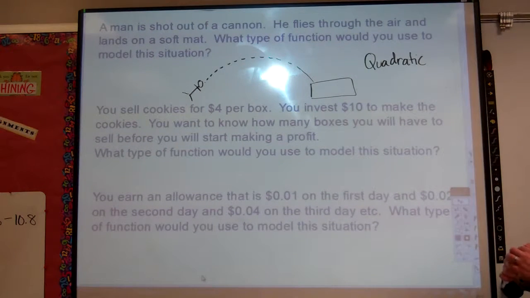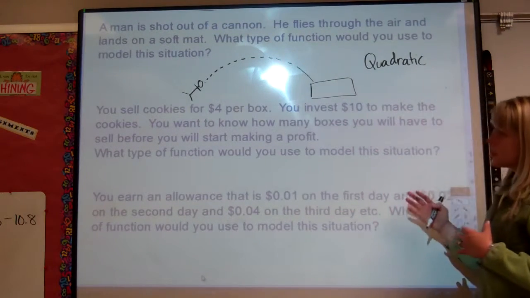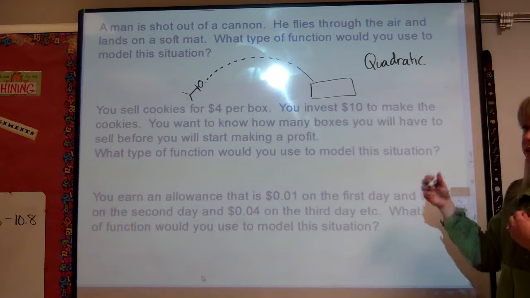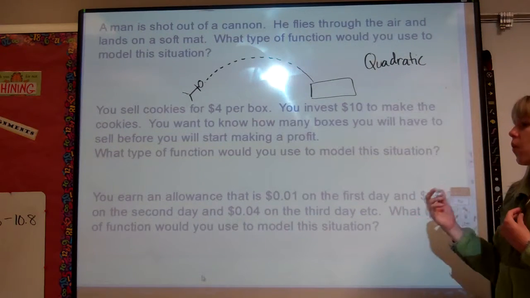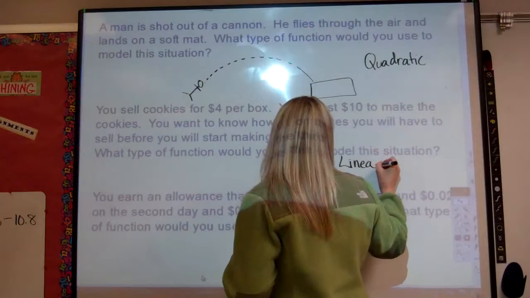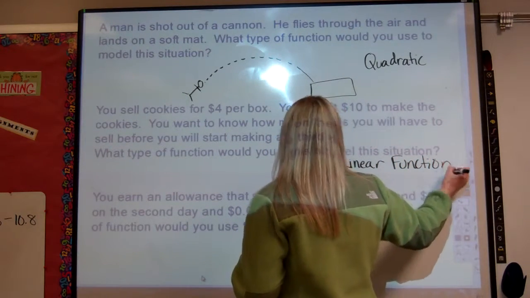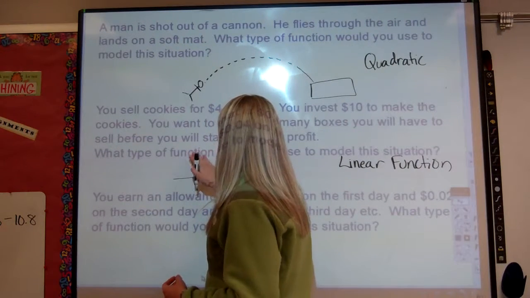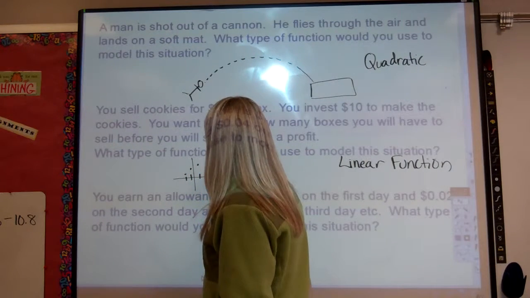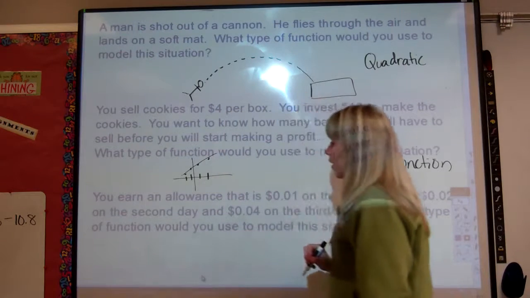Okay, the next option. You sell cookies for $4 per box. You invest $10 to make the cookies. You want to know how many boxes you will have to sell before you start making a profit. Okay, well, in this case, the increase is steady, $4 per box. And even though you invest $10, you're going to start moving up by $4 every single time. And there's a constant increase. When you have a constant increase, this is a linear function. Because you sell $4 and then $4 more, and then $4 more, and then $4 more. The line starts to increase like that.